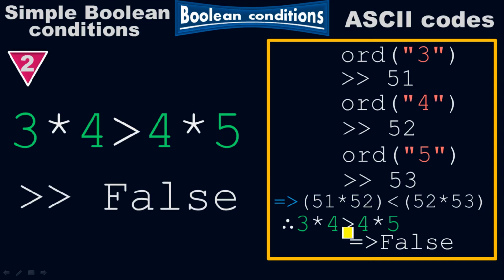Therefore, we can say that this expression, 3 times 4 greater than 4 times 5, is False. It is false. It is not true. The program will return the Boolean form False. I repeat, you will always get the output in Boolean form. These are simple Boolean conditions. It can be True or False, depending on the given expression.